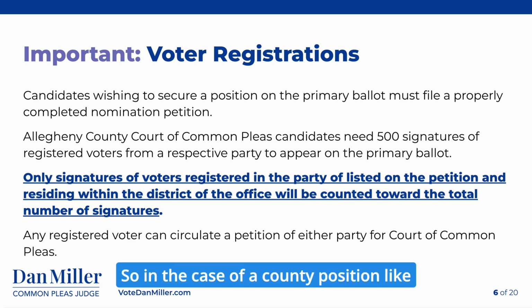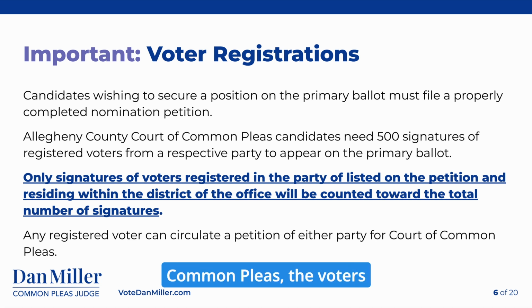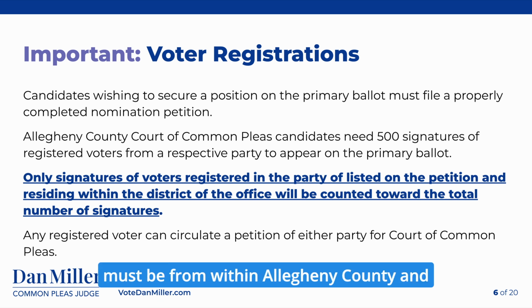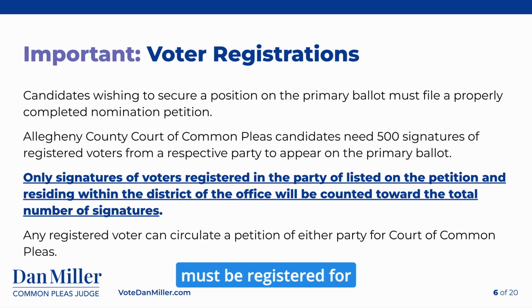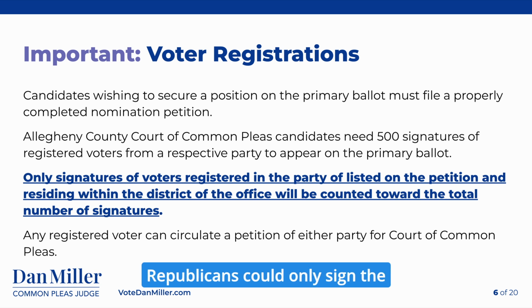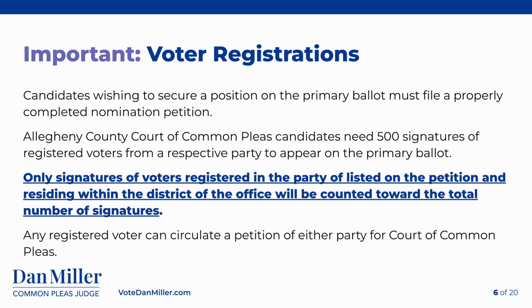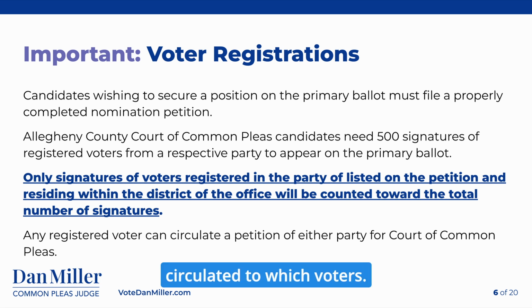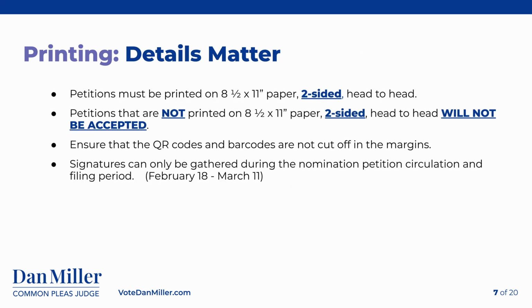So in the case of a county position like a judge in the Court of Common Pleas, the voters must be from within Allegheny County and must be registered for the party listed on the petition you're circulating. That means Democrats can only sign the Democratic petition and Republicans could only sign the Republican petitions. It's important to keep track of which petition is being circulated to which voters. It's also good to know that any registered voter of any party can circulate a petition for either party for the Court of Common Pleas.